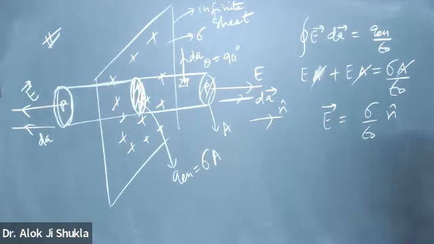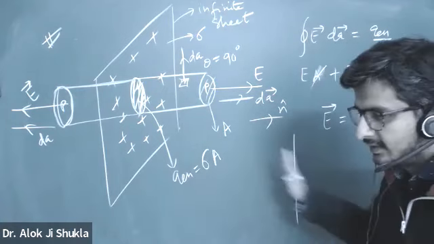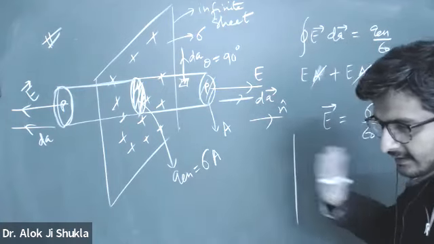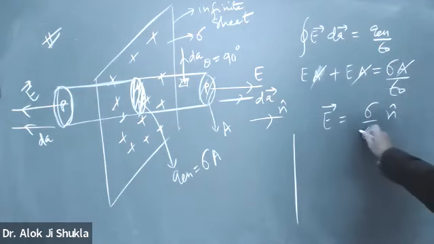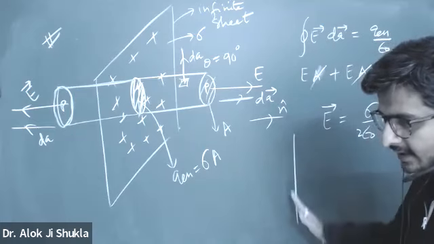अब बड़ी मजेदार बात है कि if I make this surface as this perpendicular surface, ऐसे बना देता हूं. दिख रहा है ये? It will be sigma upon 2 epsilon naught, na? Sigma by 2 epsilon naught. ऐसे बना दूं अगर, this is the plate. Is it okay? Infinite plate?